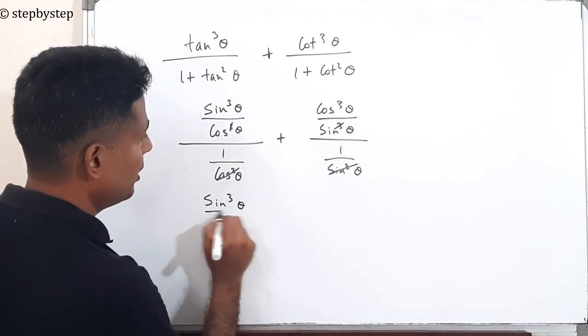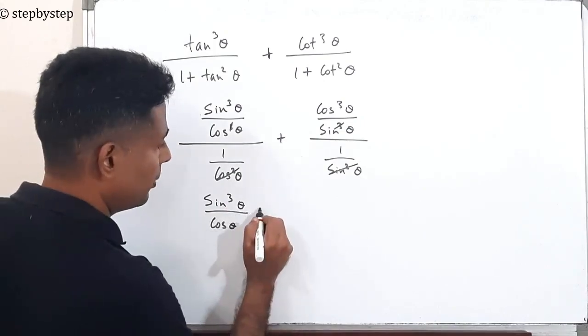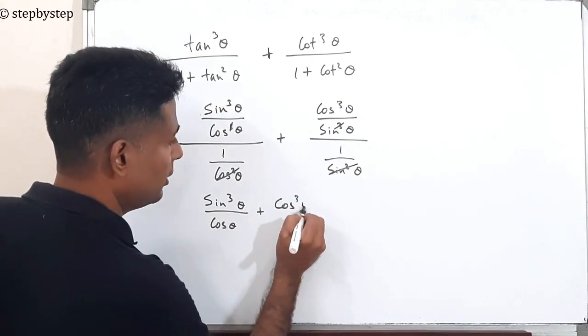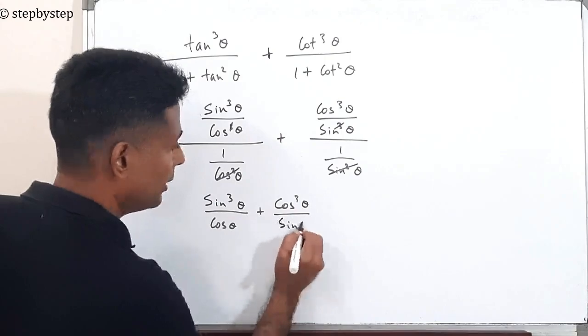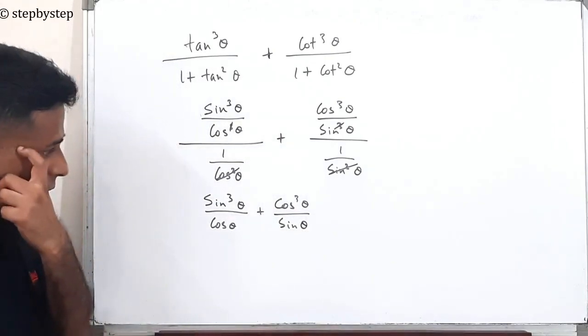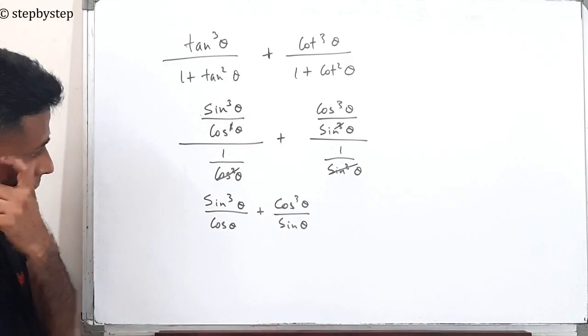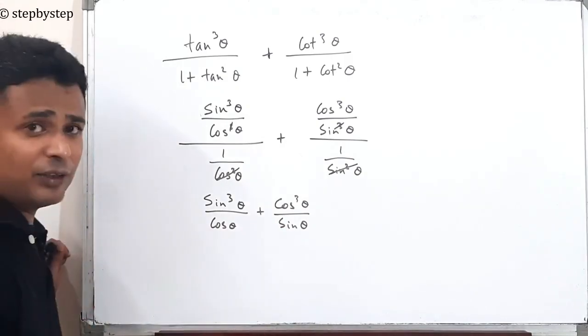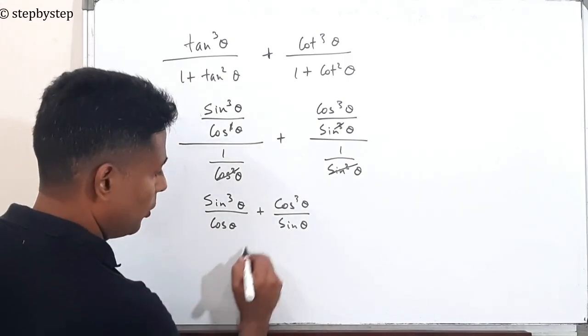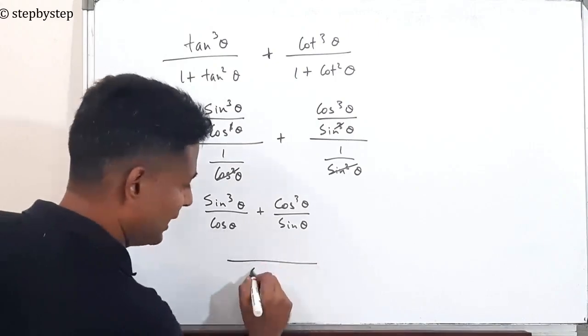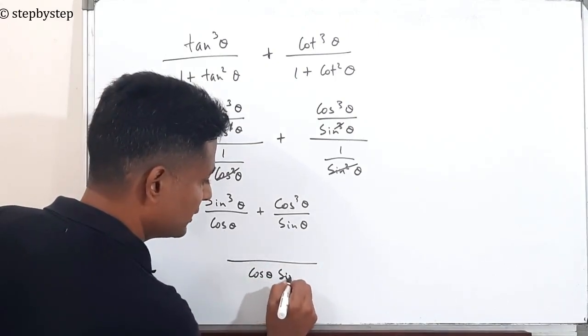Sin cube theta by cos theta plus cos cube theta by sin theta. Right? Now we have got this. Now what can we do? Can we do anything? Yeah. The only thing left is to take LCM. So LCM of cos and sin is cos theta sin theta.